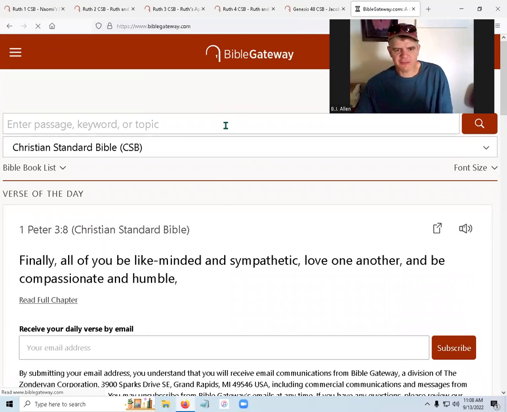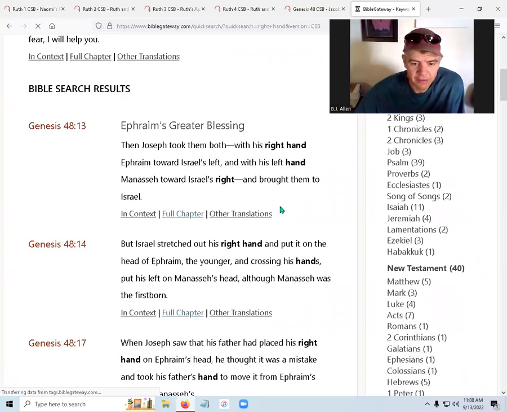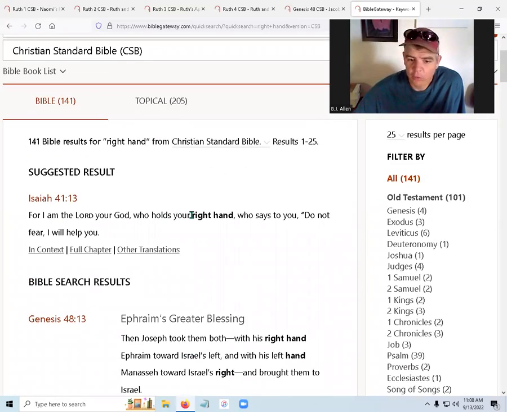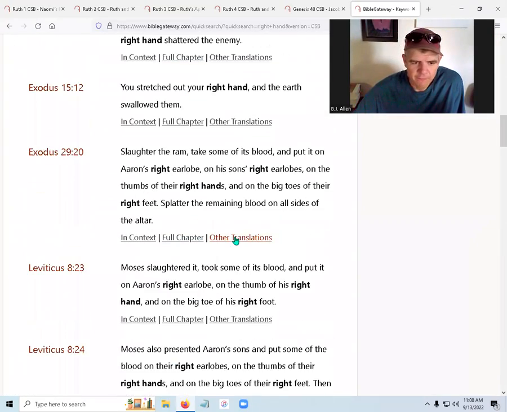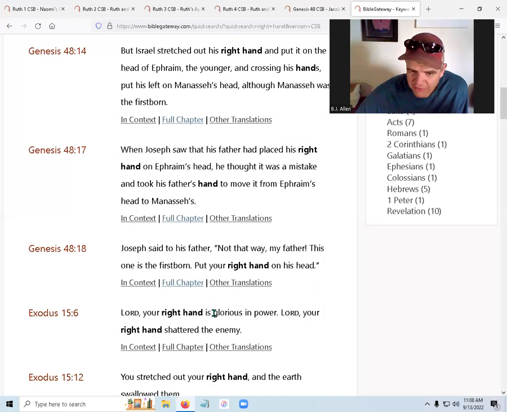So you can see Ehud did something good with his left hand. But God is going to hold your right hand. Okay. "Lord, your right hand is glorious in power. Lord, your right hand shattered your enemy."